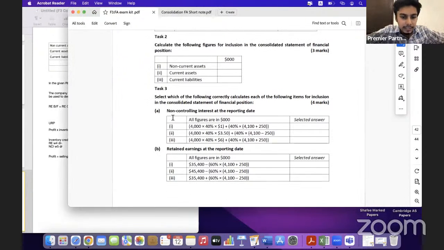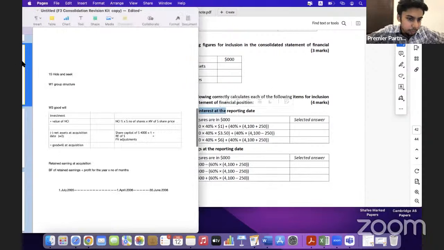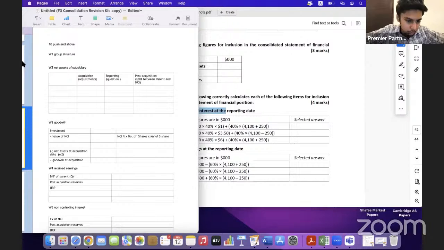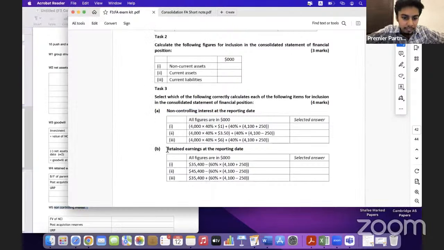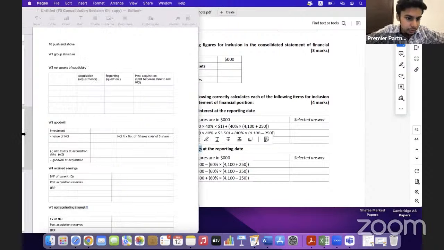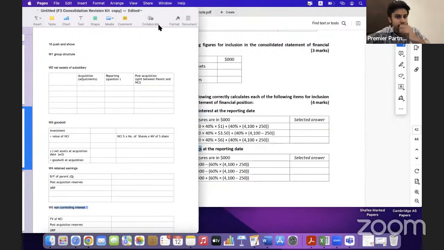Okay, then guys, they are asking from you what is the value of the non-controlling interest. So that's why, guys, I have made the equation here. Can you see? Non-controlling interest answer. And also, guys, they have asked the retained earnings answer. So therefore, I have set up my working over here.